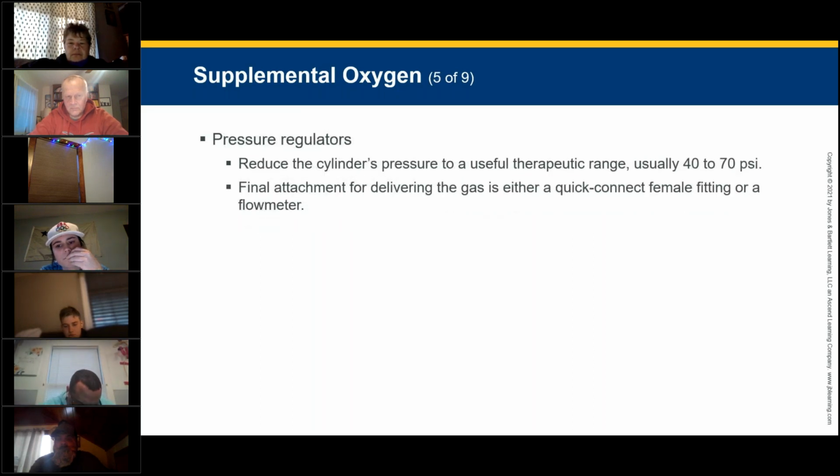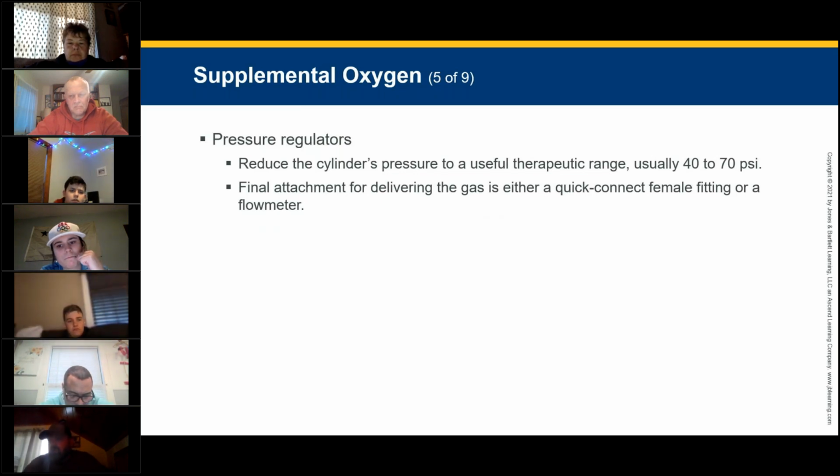Pressure regulators reduce the cylinder's pressure to a useful therapeutic range for the patient, which is usually 40 to 70 psi. After the pressure is reduced to the workable level, the final attachment for delivering the gas is one of the following: a quick connect female fitting that will accept a quick connect male plug from a pressure hose or a ventilator or resuscitator, or a flow meter that will permit the regulated release of gas measured in liters per minute.